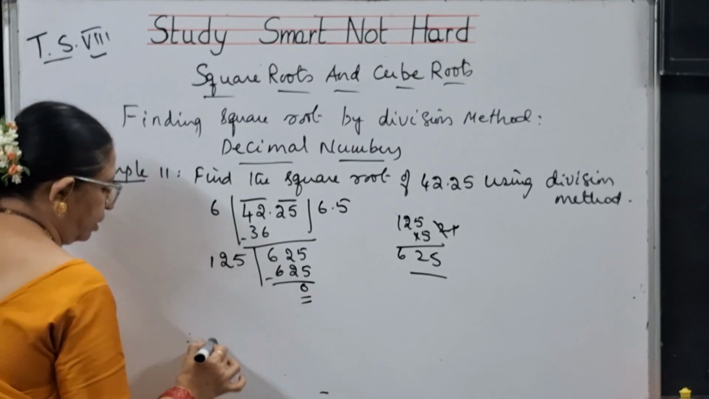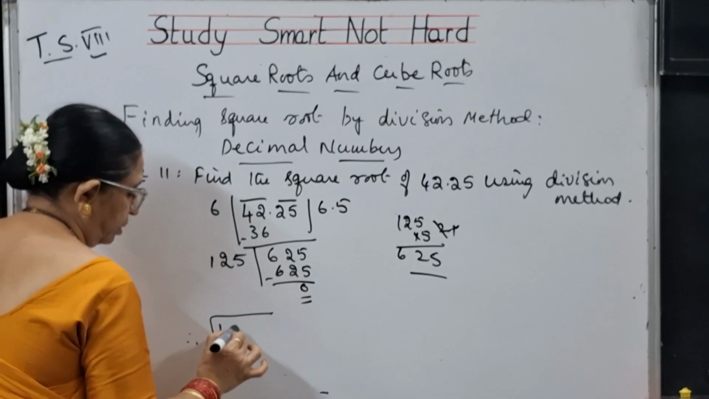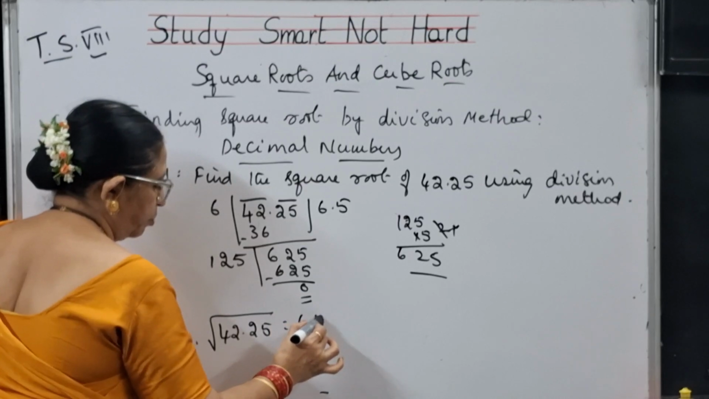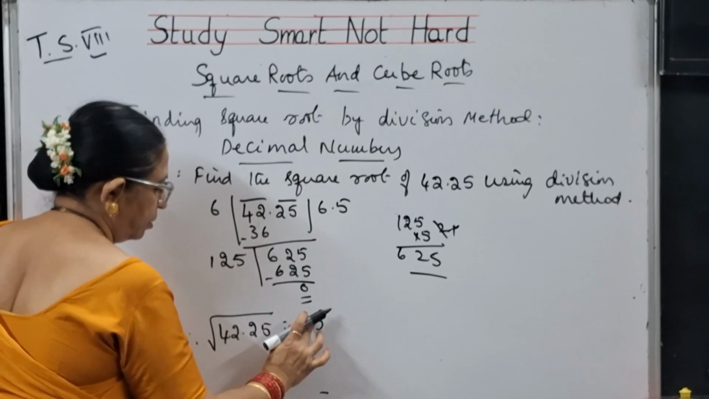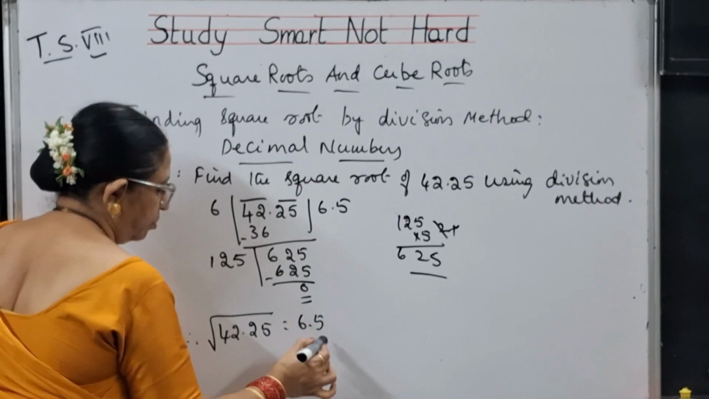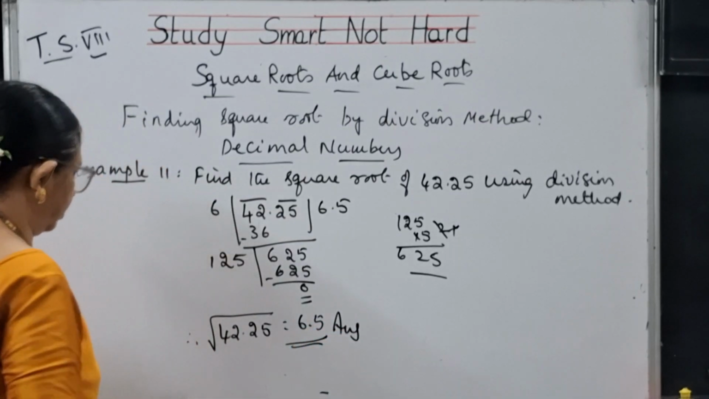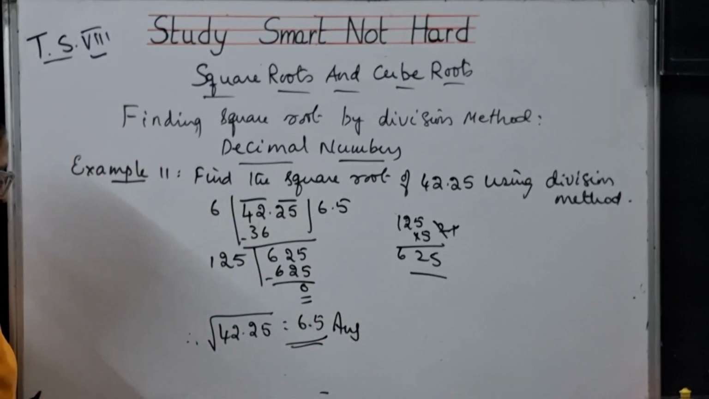Therefore, what we are getting? Root of 42.25 is equal to 6.5. 6.5 is the answer for this problem, children. Please note it down.